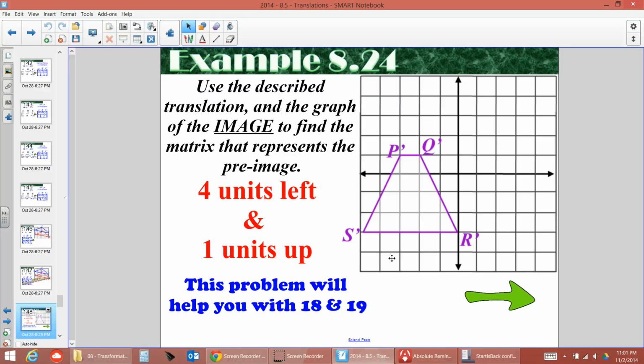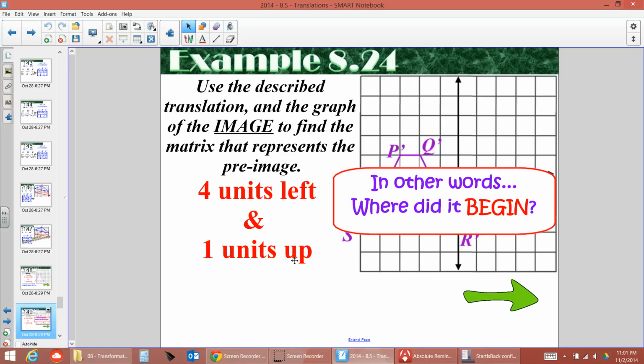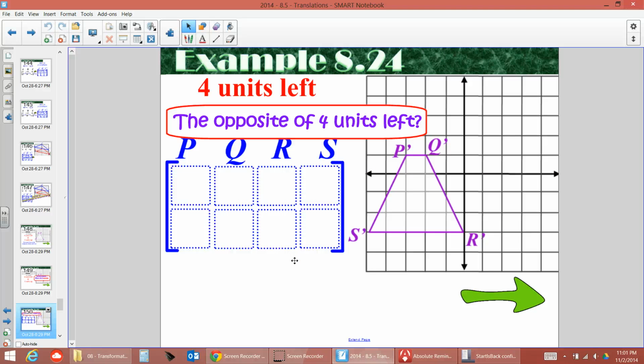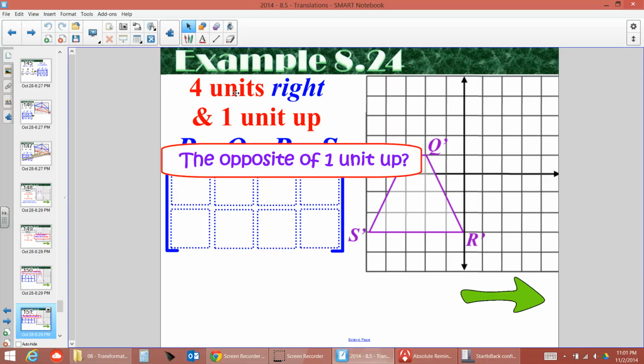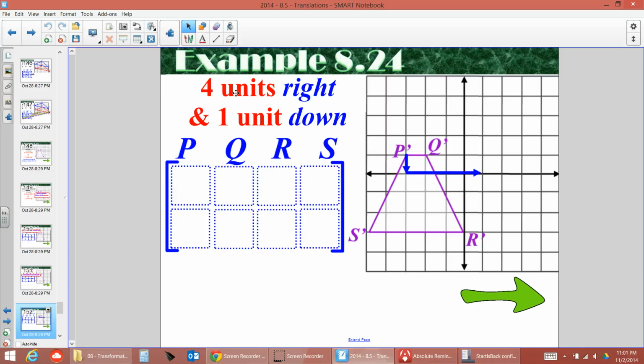So let's get an example of what we're talking about here. Use the described translation and the graph of the image to find the matrix that represents the pre-image. This means that I've got P prime, Q prime, R prime, S prime. I don't want those. I want the original. So if I had moved them 4 units left and 1 unit up, I have to work out where we began from. So 4 units left means I have to move the opposite of that. So we use 4 units right and 1 unit down.